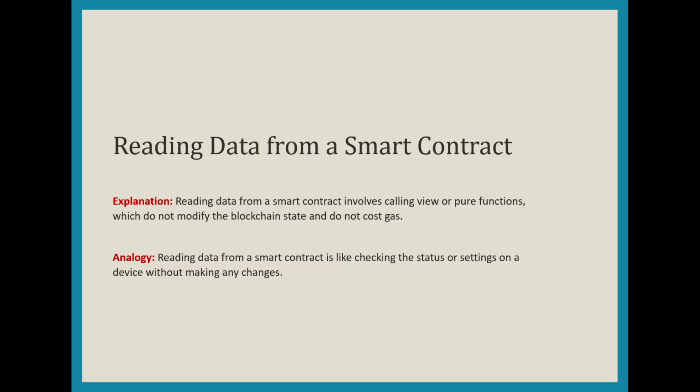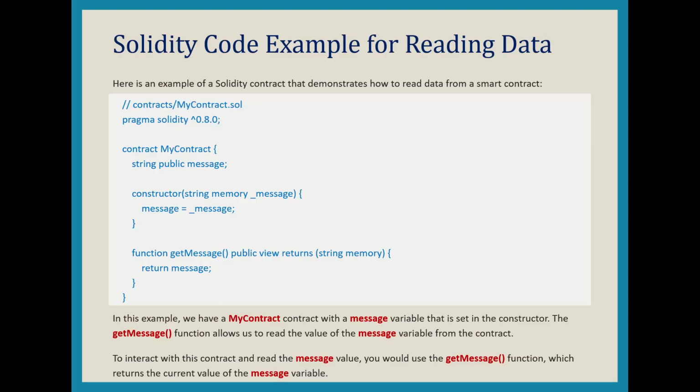So what is reading data from a smart contract? It involves calling view or pure functions. What are these? These do not modify the blockchain state and do not cause gas. Be very careful. This is what a view or pure function is. It will not modify the state of the blockchain and it does not cause any gas. So reading data from a smart contract is like checking the status or settings on a device without making any major changes. So next, let's go through an example code for reading data.